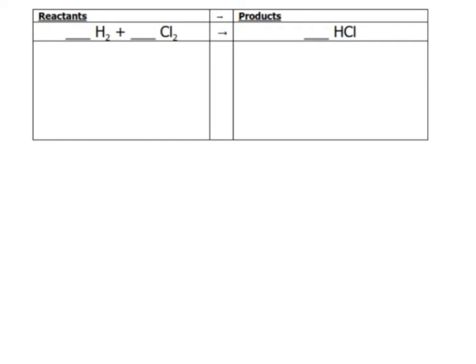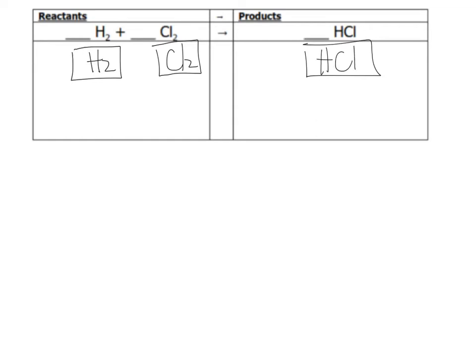In our next example, we start with the box of each substance. Reactant, I have 2 H's and 2 Cl's. Product, 1 H, 1 Cl. I look at reactant and product side. I'm going to go to product because that's where I don't have enough.